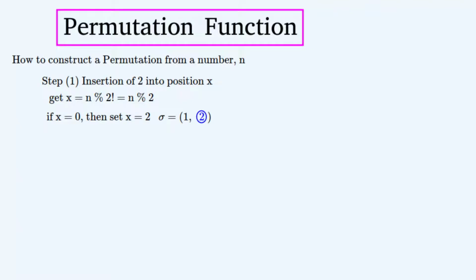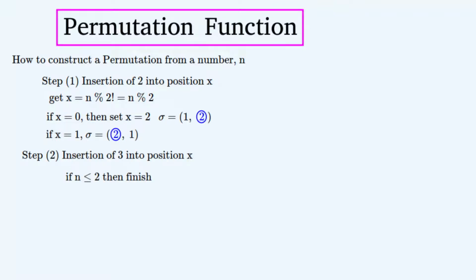If n is even so that x is 0, we'll change x to be 2, which is the number we're modulating it by, and insert it into the second location of the list. If n is odd and so x is 1, we'll insert it into the first position and push the 1 down the list to occupy the second position. And now step 2, we'll have to insert 3 into the list.